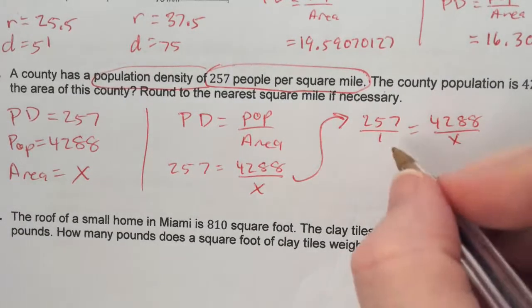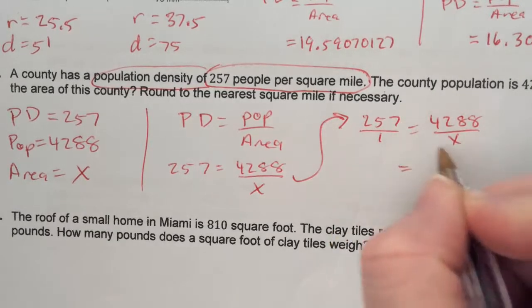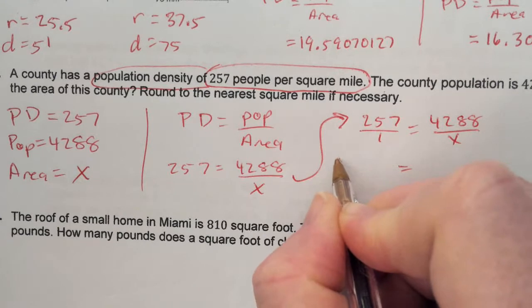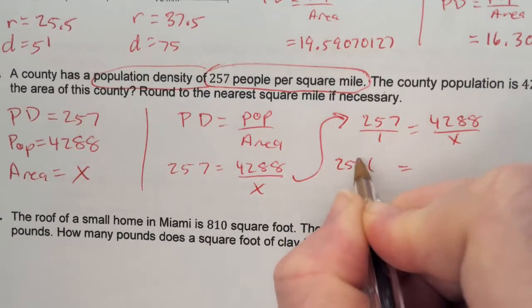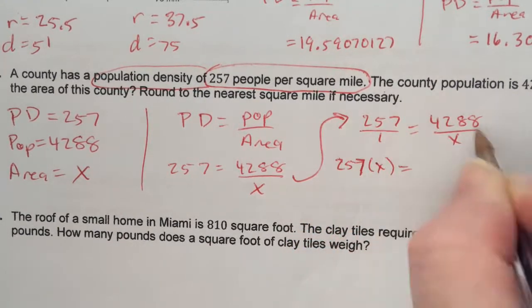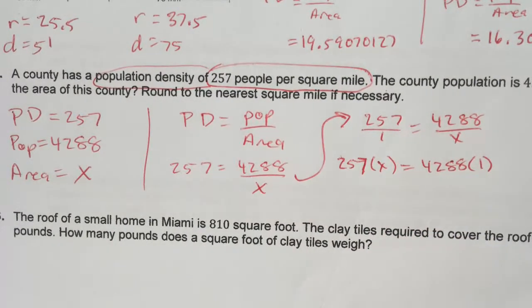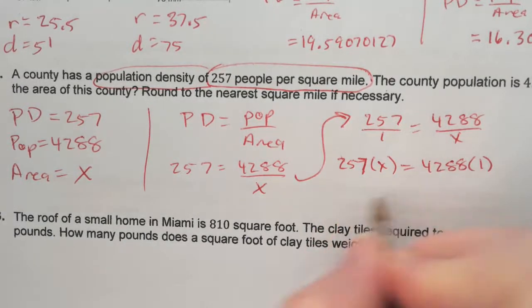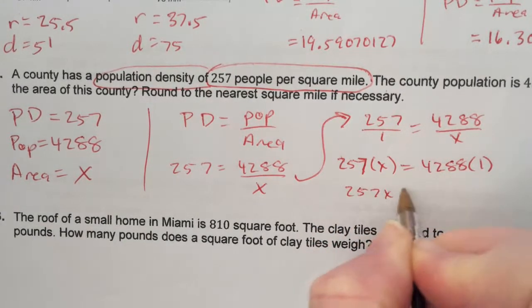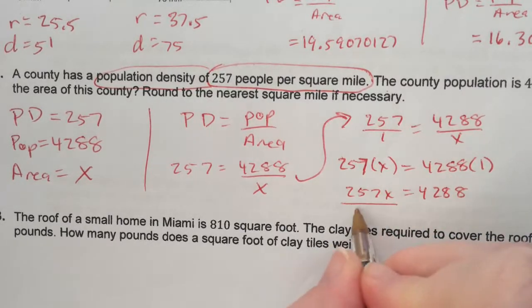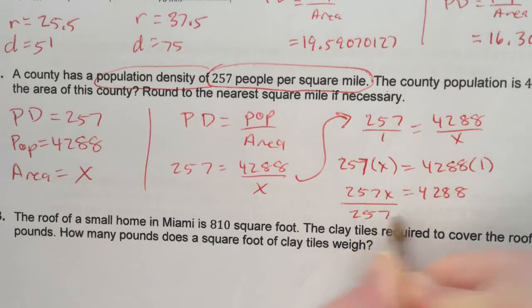And we're just going to cross product. So we leave the equal sign in the middle. These two, so we're basically multiplying the X onto the other side. So 257 times X and 4288 times 1. Right. And so we have 257x equals 4288. To get the x by itself, we're going to divide by 257 on both sides.